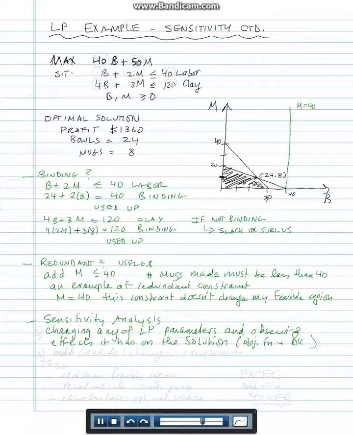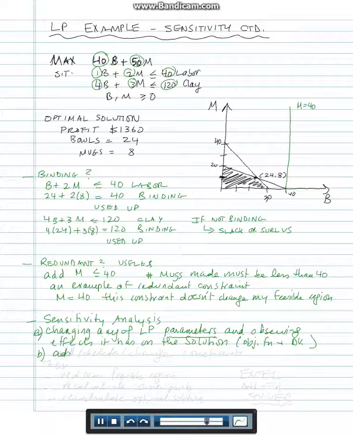So what are the parameters? The parameters can be the objective function coefficient, can be the coefficient of the constraints, how much clay, how much labor each unit uses, can be how much availability of labor and clay we have. All these are parameters of the problem. So the parameters could be one way you change a problem.